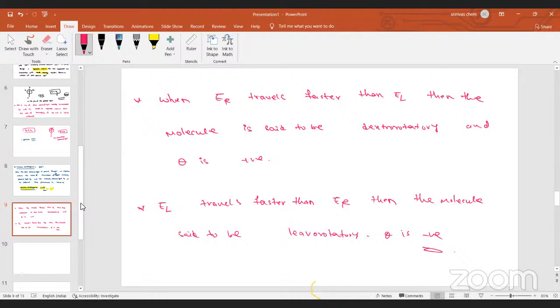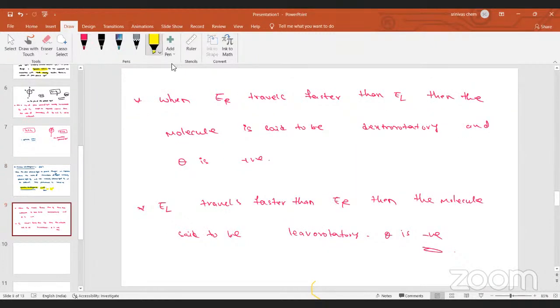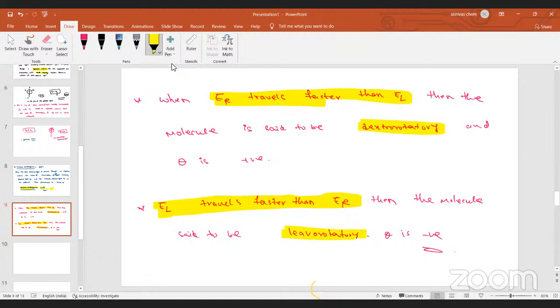This is about circular birefringence. So what is circular birefringence? When plane polarized light is passed through an asymmetric medium, the rates of transmission of right circularly polarized light ER and left circularly polarized light EL will be different, that is ER not equal to EL. This phenomenon is called circular birefringence. If ER travels faster than EL, the molecule is said to be dextrorotatory and theta is positive. When EL, left circularly polarized light, travels faster than right circularly polarized light, the molecule is said to be levorotatory and theta is negative.